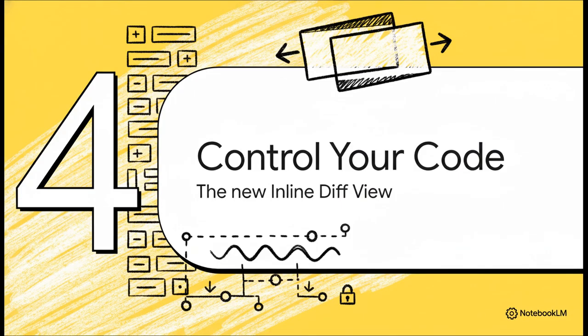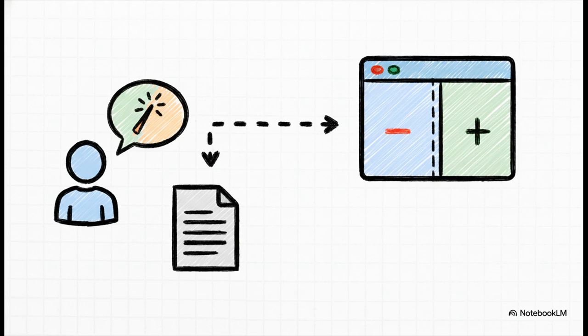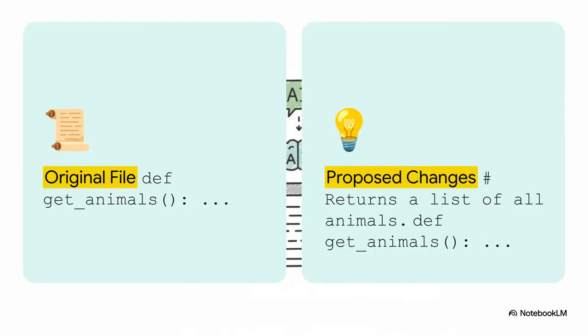And this one is all about making sure you stay in the driver's seat. It's called the inline diff view. So let's imagine you ask Claude to do something for you. Like, hey, can you add some helpful comments to all the functions in this file? Instead of just going ahead and changing your code on its own, it now opens up a brand new diff view tab for you. Now, if you've ever used Git, this is going to look super familiar.